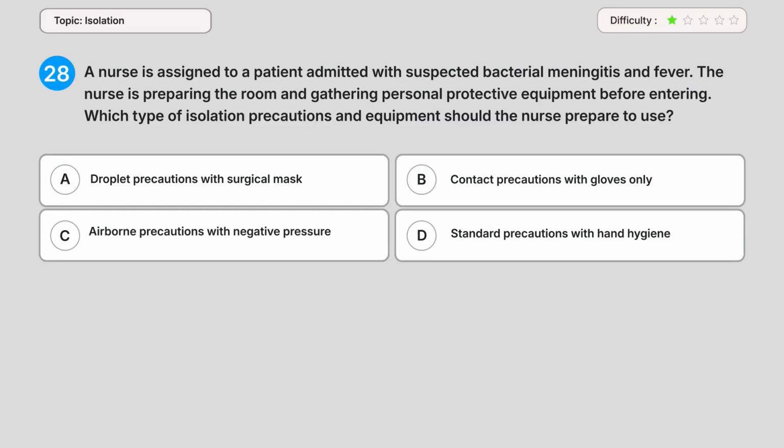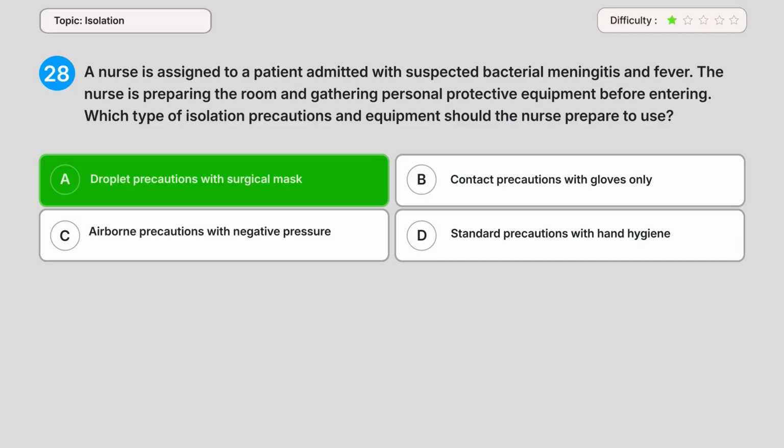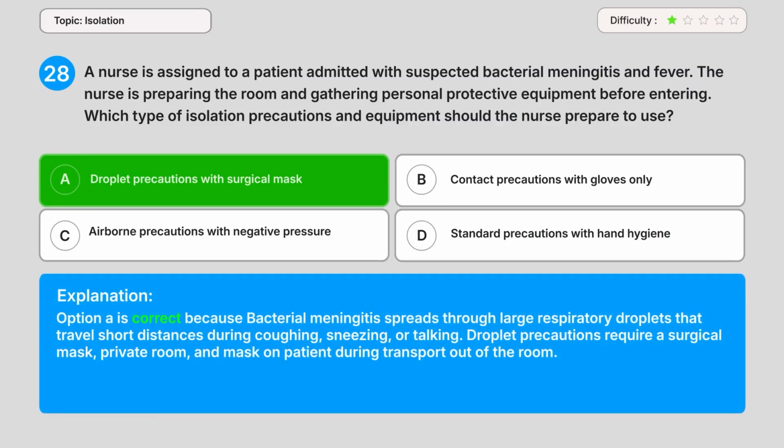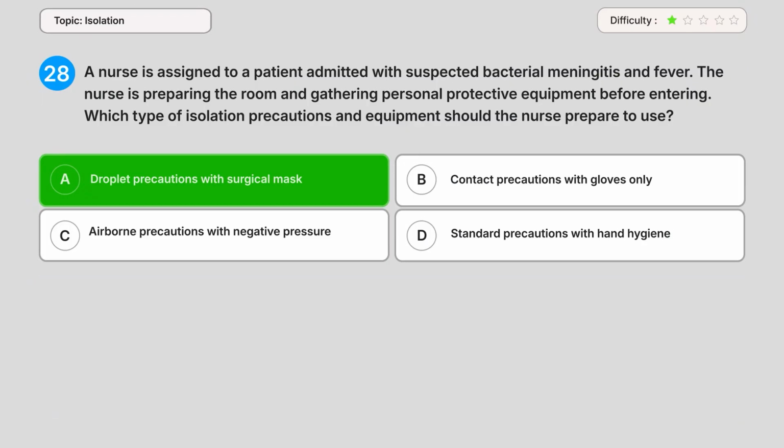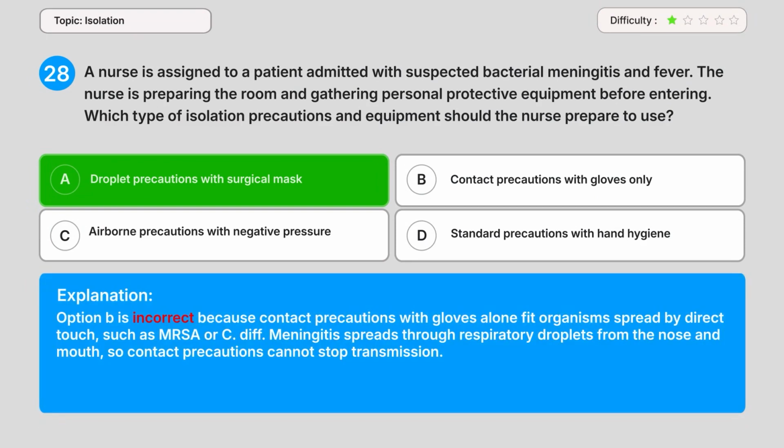Correct answer. A. Droplet precautions with surgical mask. Bacterial meningitis spreads through large respiratory droplets that travel short distances during coughing, sneezing, or talking. Droplet precautions require a surgical mask, private room, and mask on patient during transport out of the room. Option B is incorrect, because contact precautions with gloves alone fit organisms spread by direct touch, such as MRSA or C. difficile.